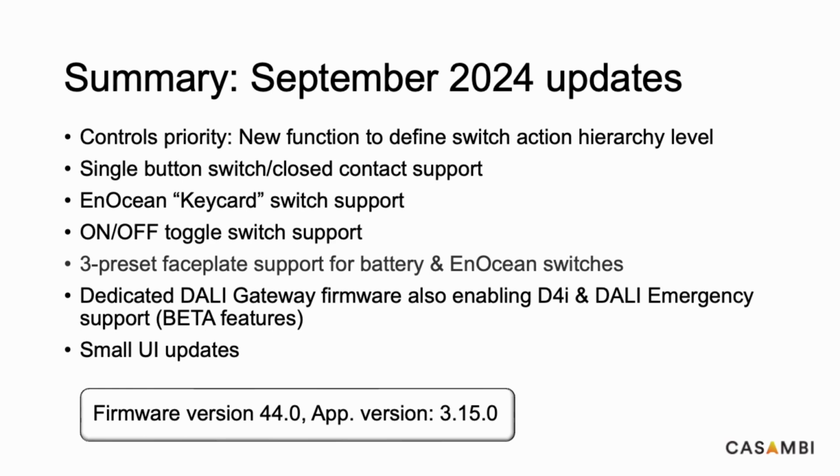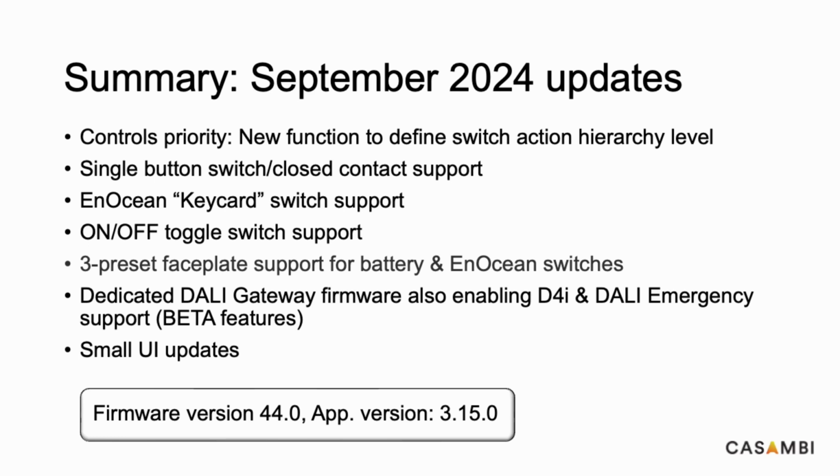This is an overview of the original Casambi app update and firmware revision that will be introduced at the end of September 2024. There are a few new features and functions coming with the next firmware and app update. First of all, and primarily, there will be a new function for switches, called controls priority, and for that you'll be able to define a scene and the level that it triggers at in the Casambi control hierarchy.